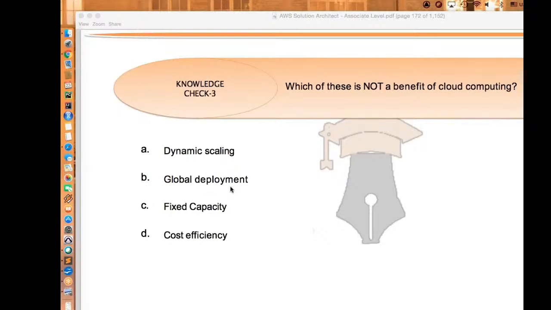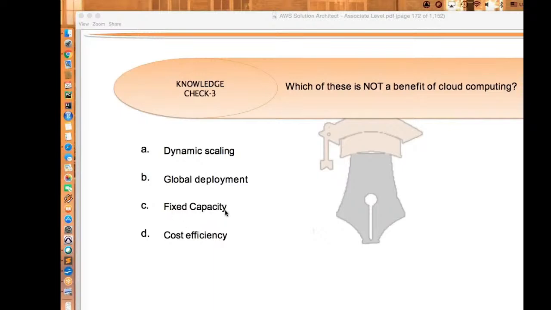So you are somewhere in Latin America or North America, and you want to deploy some code in the Singapore virtual cloud, right? You can do that. So global deployment is also one of the benefits. And coming to cost efficiency, it's very cost effective, because we can use the services and pay for how much we are using, pay as you use, right?